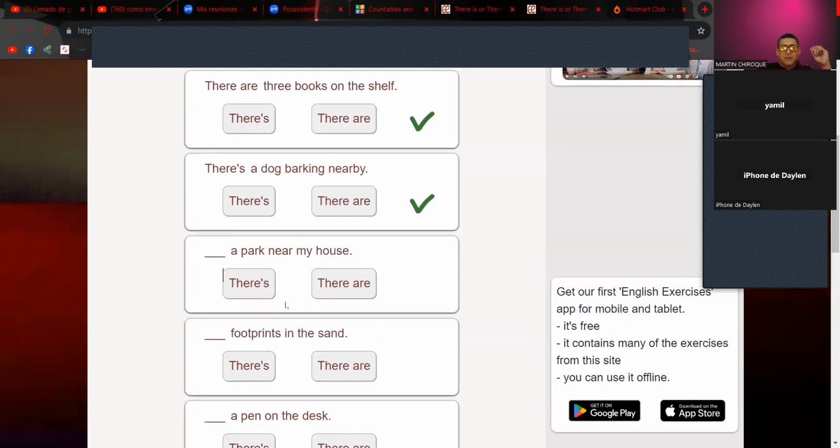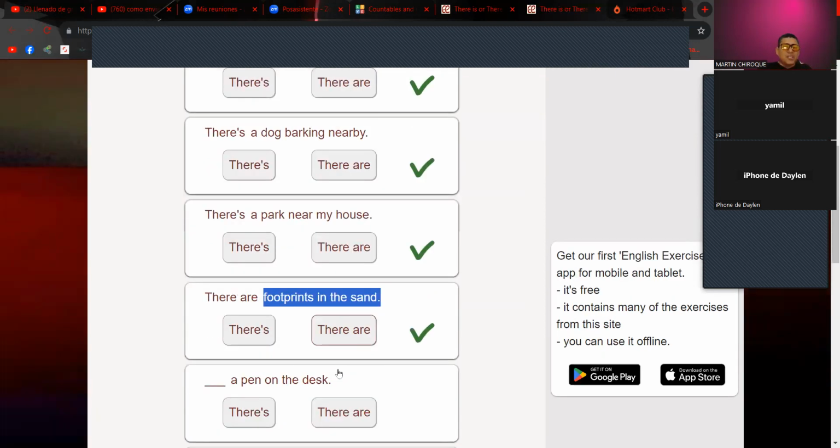A park near my house. Cerca. Come on. There is a park near my house. You have to say here, there is a park near my house. There is, right? You say footprints in the sand. What do you have to say here? There are footprints in the sand. There are. You have to say here, there are.